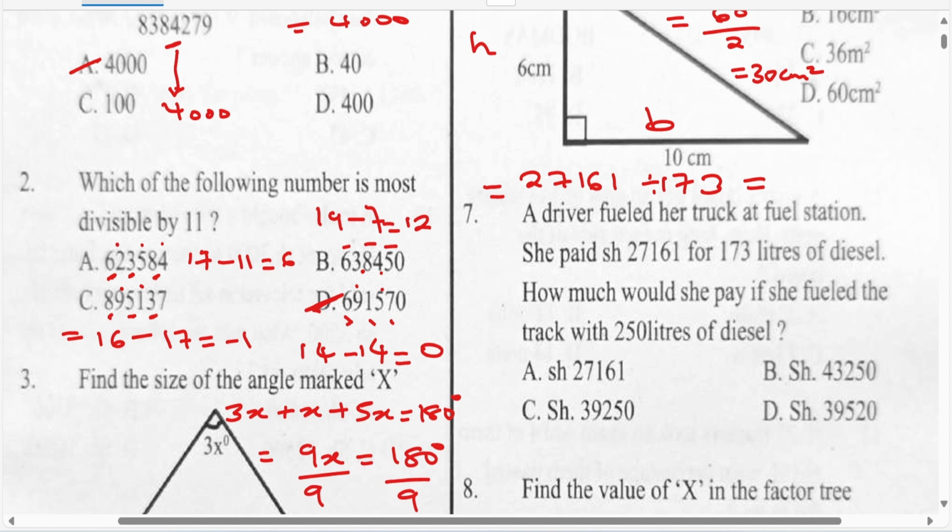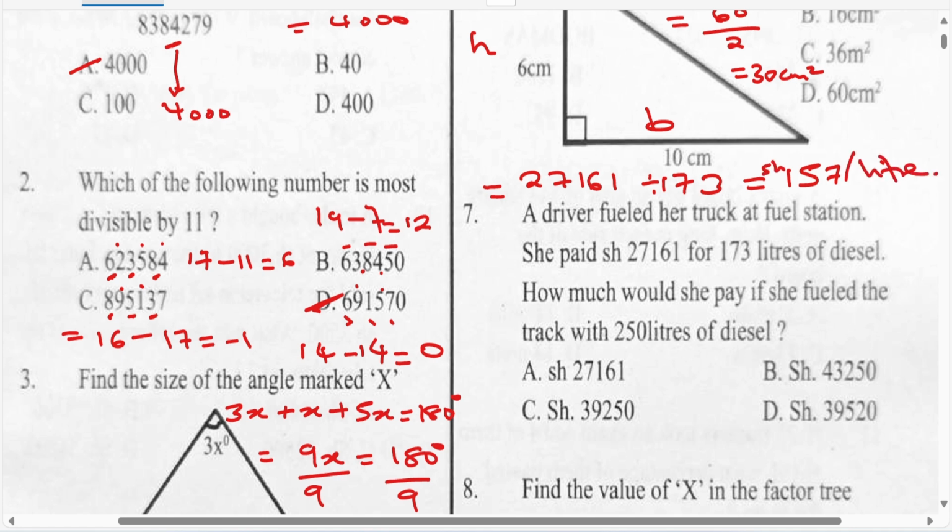and the answer that you'll have through a long process of division, it's 157 if I'm not wrong. But let me confirm using my calculator. Since you're grade 7 students, you're allowed to use a calculator, but if in case you're not allowed, it will be stated there. So you'll get 157 shillings per liter.